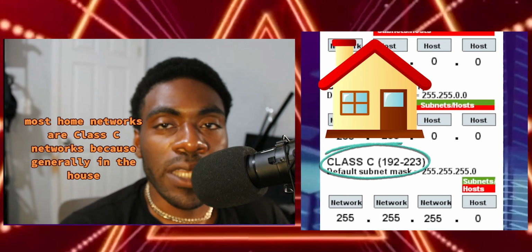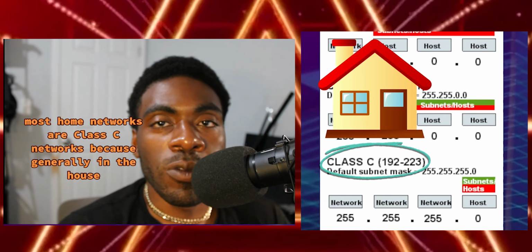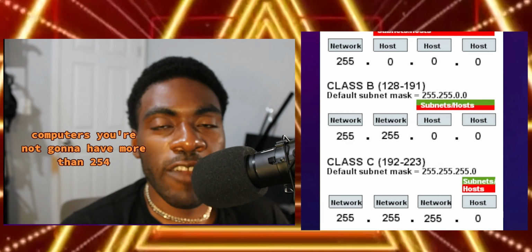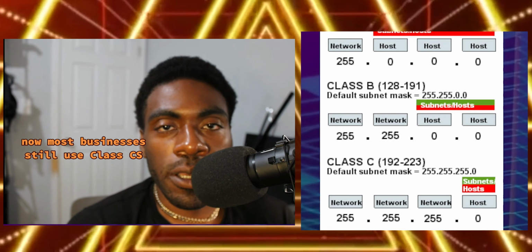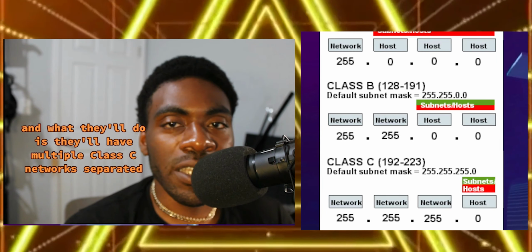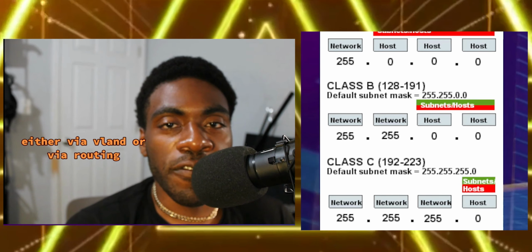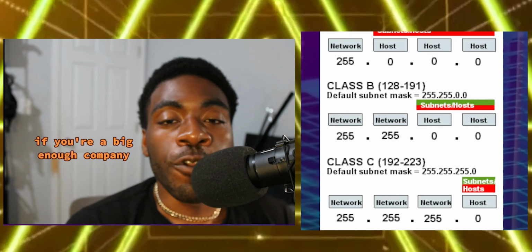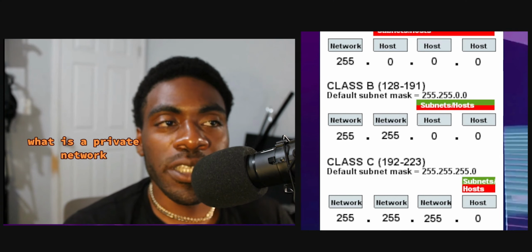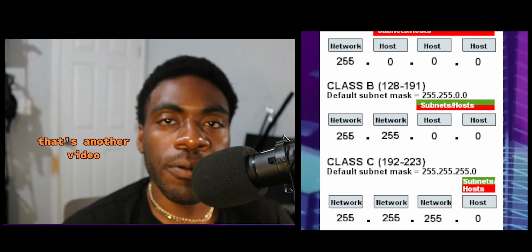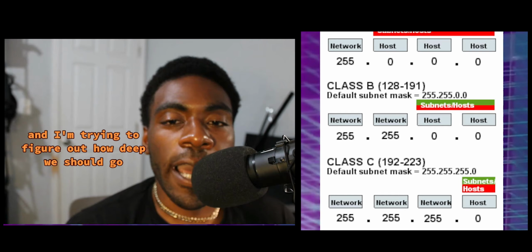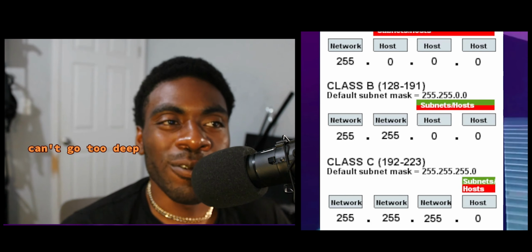Most home networks are Class C networks because generally in the house, even if you have a bunch of iPads, laptops, phones, computers, you're not going to have more than 254 networks. Most businesses still use Class Cs, and what they'll do is they'll have multiple Class C networks separated either via VLANs or via routing. If you're a big enough company, you're probably using private Class B networks. What is a private network? That's another video. IP addressing and networking can become a pretty deep rabbit hole, and I'm trying to figure out how deep we should go. Can't go too deep.